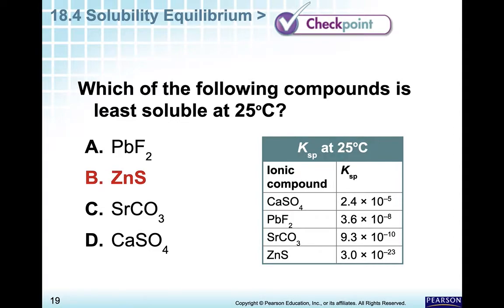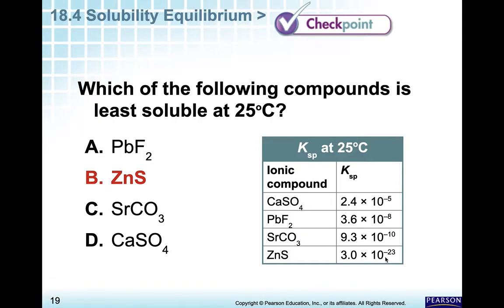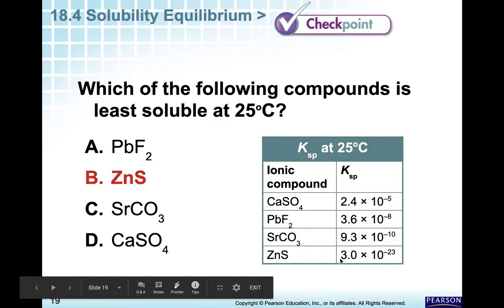So you should have selected zinc sulfide as your answer because this value is the smallest here. 3 times 10 to the negative 23rd would be a 3 with 22 zeros in front of it before we get to our decimal point. That's going to be our smallest number.